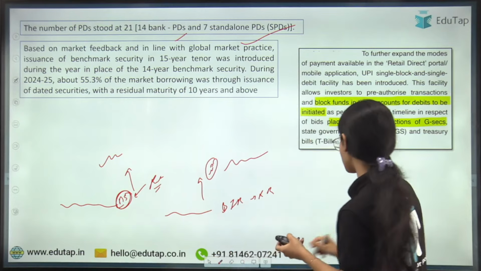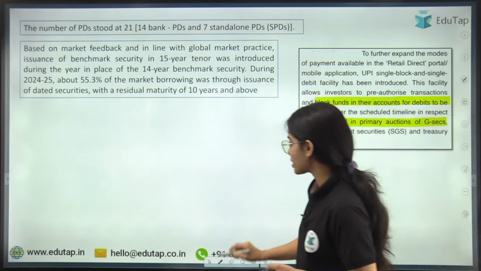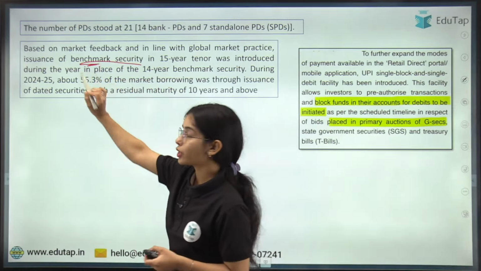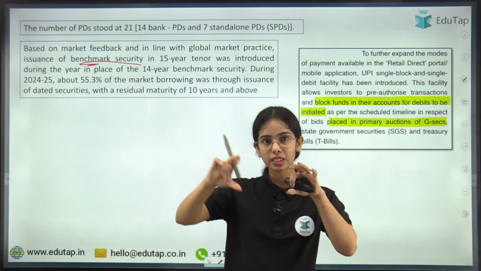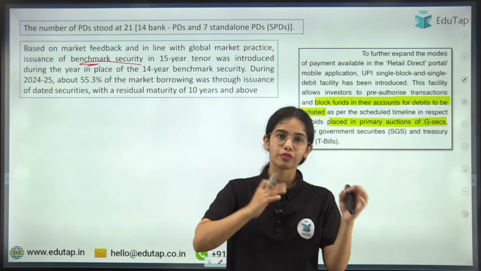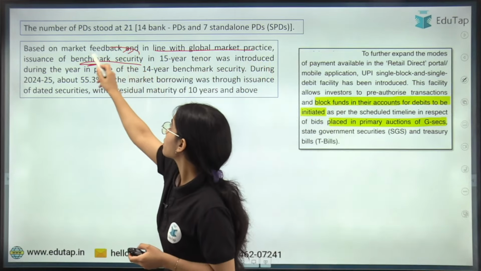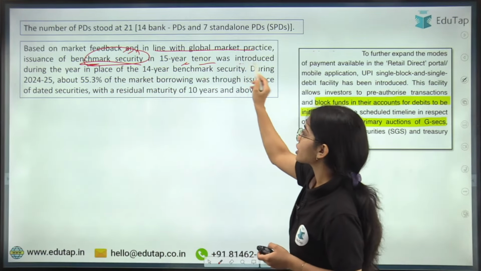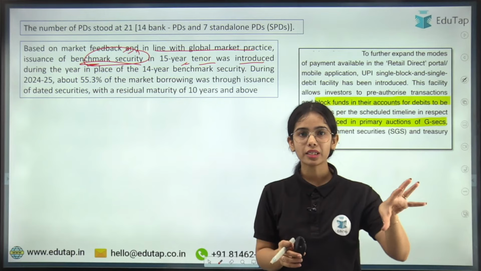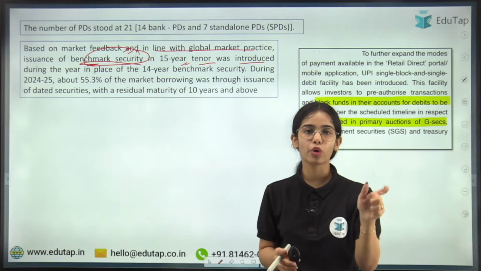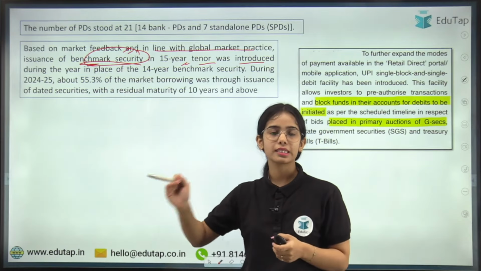Okay, so there is the benchmark security, according to which the fluctuations that come in its returns can come in the same manner in the returns of other securities. Based on market feedback and in line with global market practices, issuance of benchmark security in 15-year tenure was introduced during the year in place of the 14-year benchmark security. Before, the 14-year tenure of the government security was the benchmark security. Now the 15-year tenure of the security is considered the benchmark security.